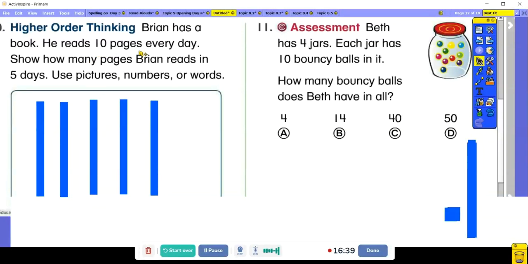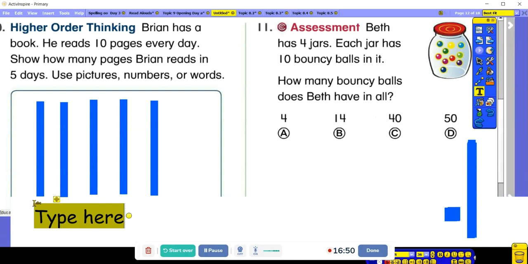So now I just need to count by tens. 10, 20, 30, 40, 50. So I know that Brian is going to read 50 pages.